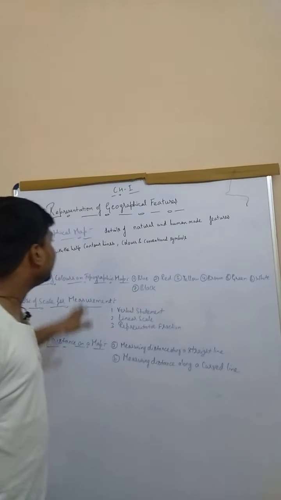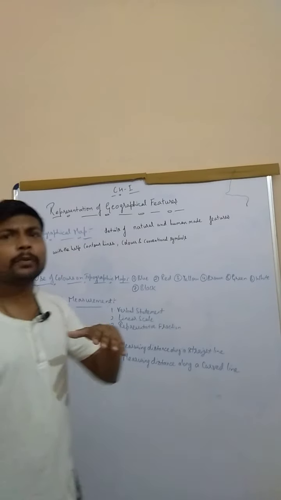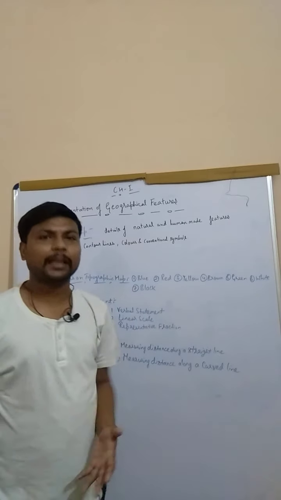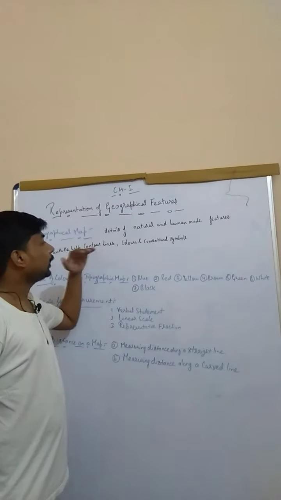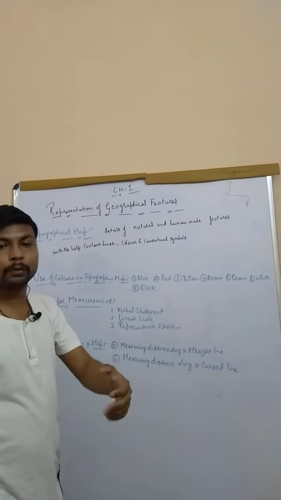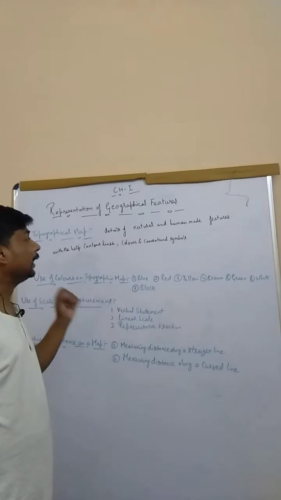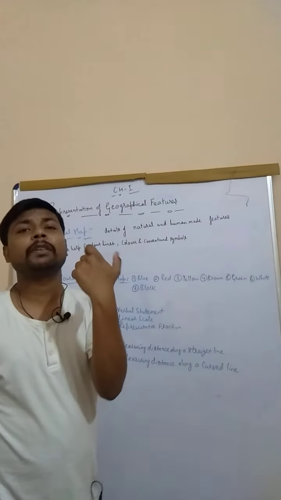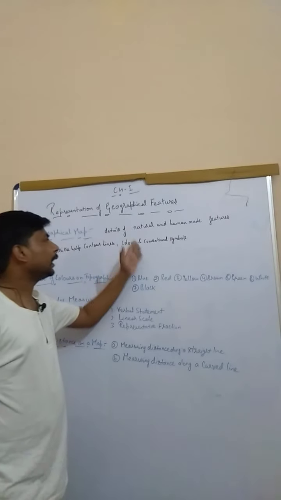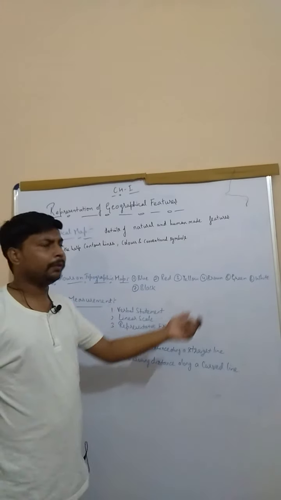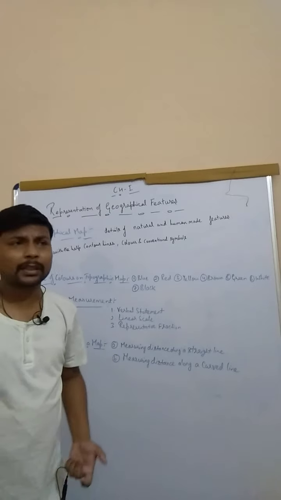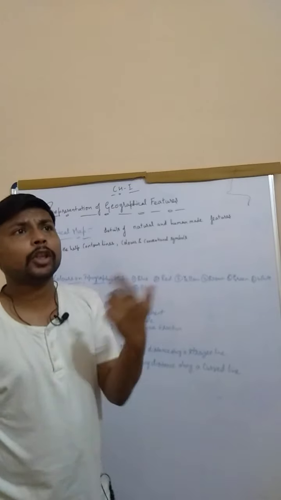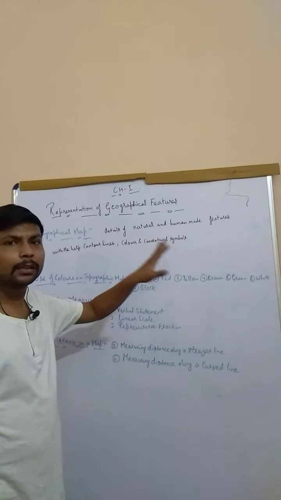Contour lines are the lines which are drawn to show the height above sea level. In order to show how much a particular place is above sea level, we use contour lines. With the help of colors also, we use different types of colors to show different features on a topographical map. And with conventional symbols, we show different places, like where the human settlements are, where the roads are, where the river valleys are, and where the water bodies are.